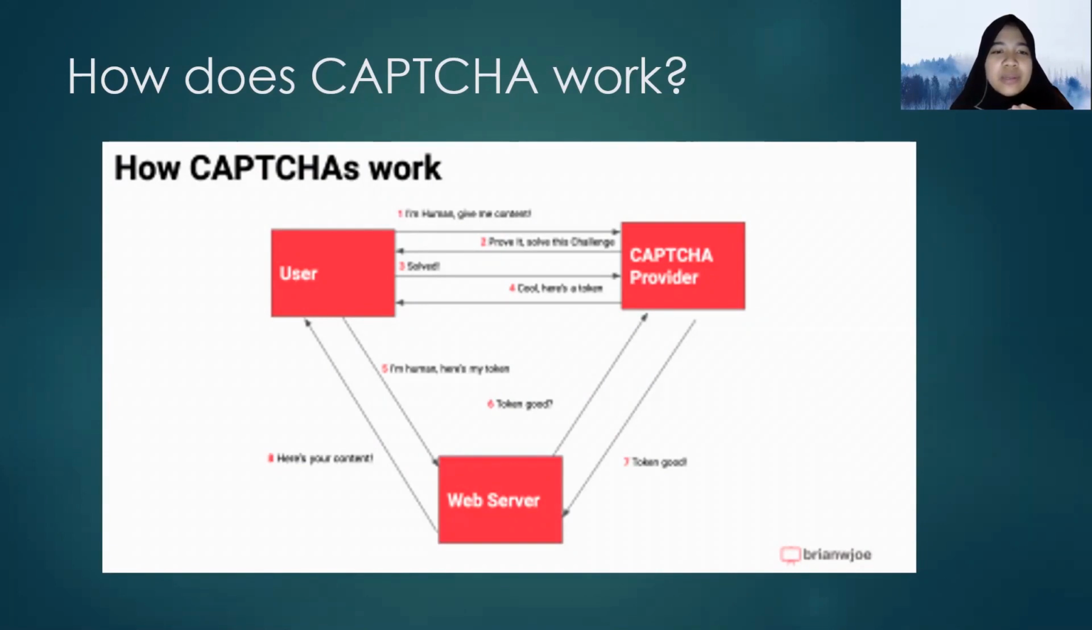So the user will verify that they are human, and the CAPTCHA provider will send them some challenge that the user must solve. If the user can solve the challenge, the CAPTCHA provider will give them a token. The user will use the token for login. When the user logs in and verifies that they are human, the server will receive the token, and if it is approved by the CAPTCHA provider, the web server will let the user continue to the next page.